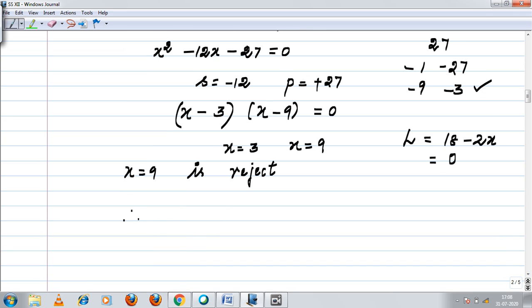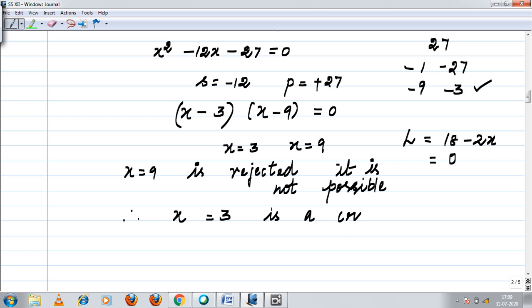Therefore, x is equal to 9 is rejected. For your understanding, I wrote it on the right side. When you select this value, your length and breadth become 0. Therefore, x is equal to 3 is a critical point.